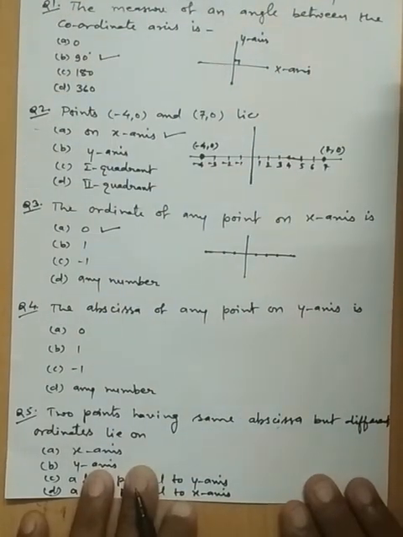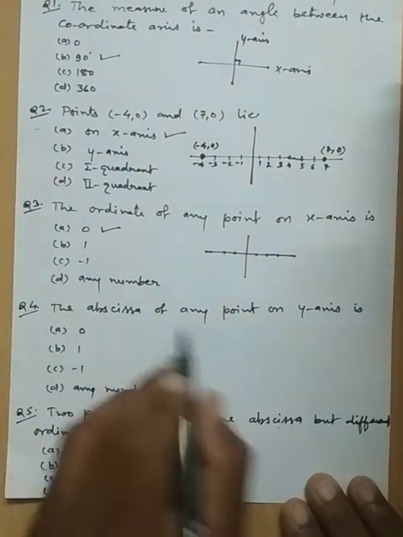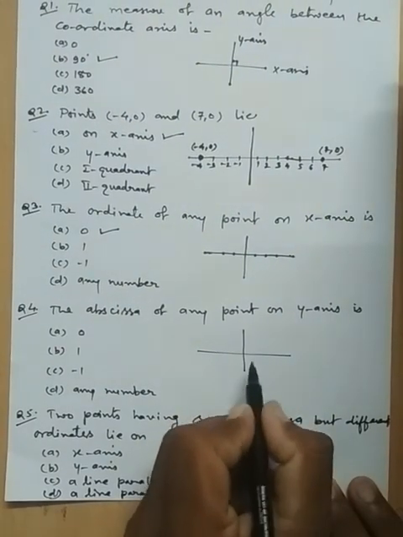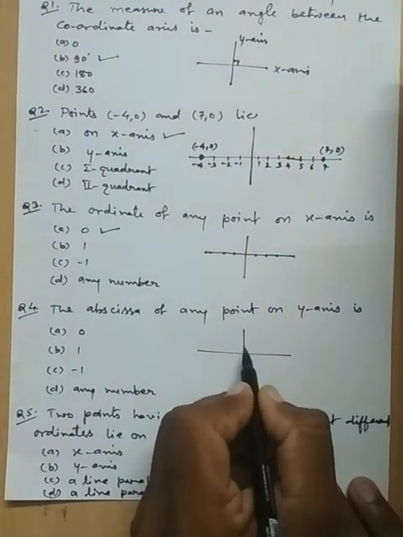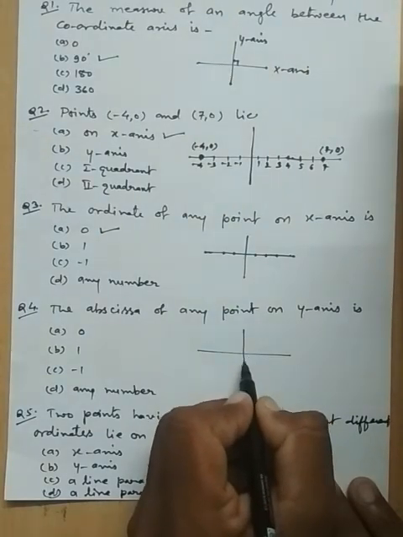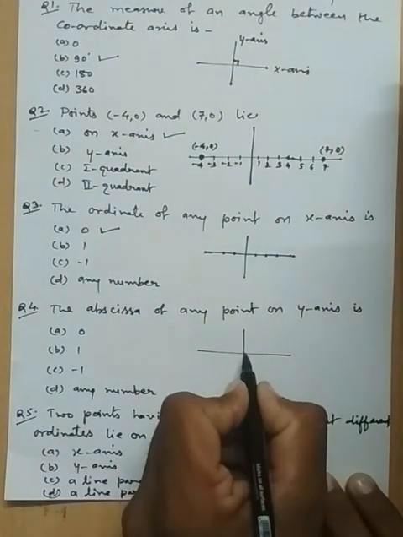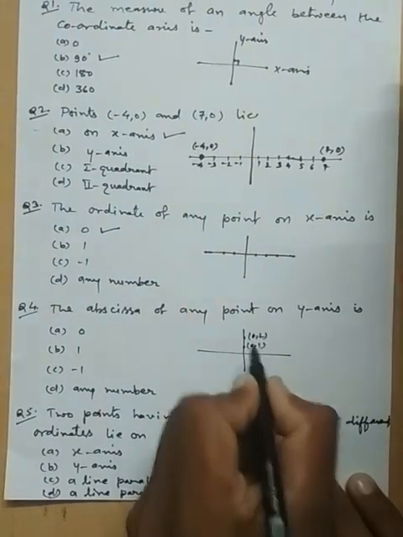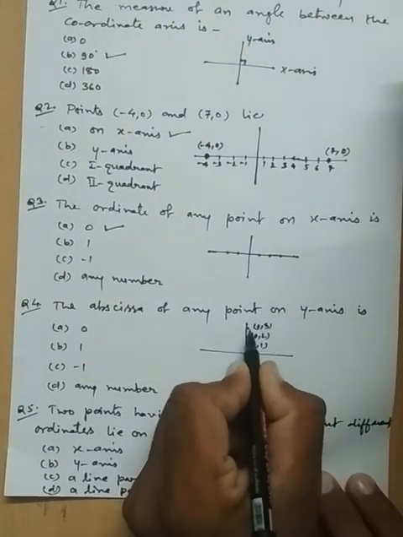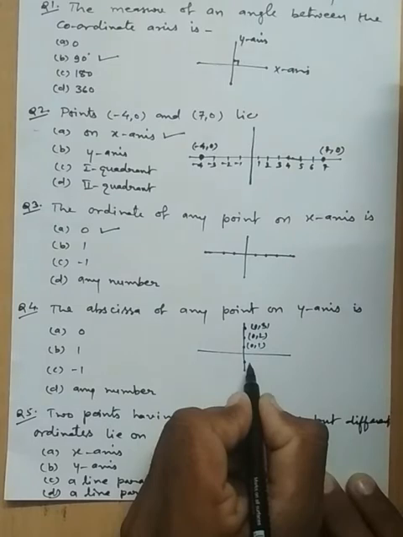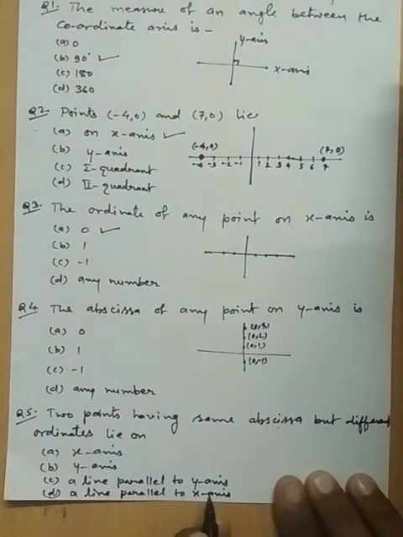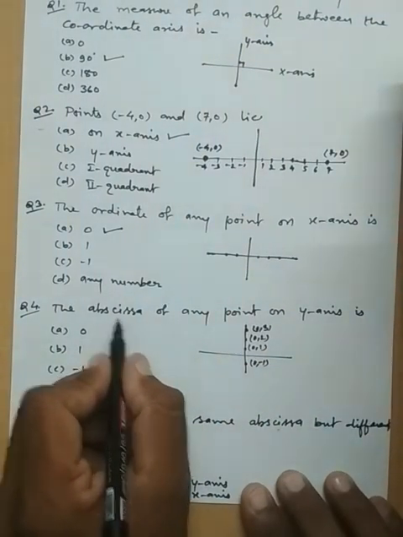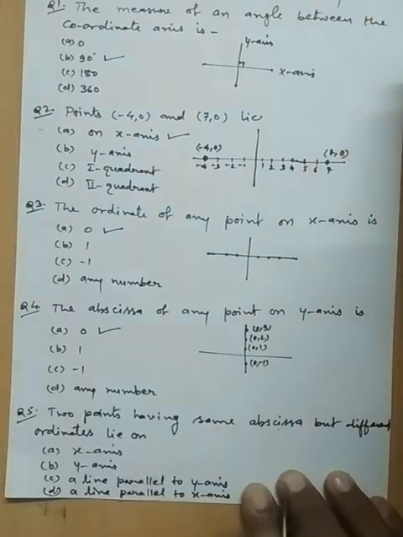Similarly, our next question is the abscissa of any point on the y-axis. This is the y-axis, and abscissa means x-coordinate. On the y-axis, this point is (0, 1), this point is (0, 2), this point is (0, 3), and on the below side (0, -1). For all the points, the x-coordinate is 0. So the x-coordinate means abscissa, and its answer is also 0.